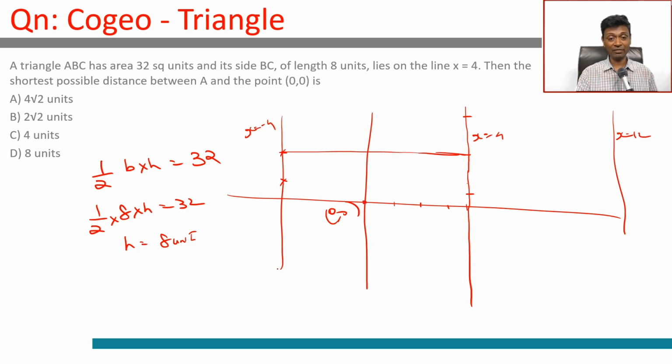A can lie anywhere here or anywhere here. So the shortest possible distance, A should be here on this line. This distance is 4 units. We're done. A should be -4, 0. B and C could be any 2 points such that the distance is 8 units lying on the line x equal to 4. A very simple question, once you get a reasonable sense of the diagram, and choose the base to be BC.